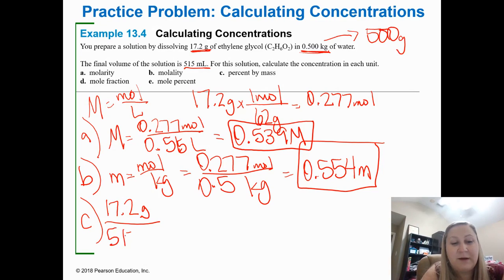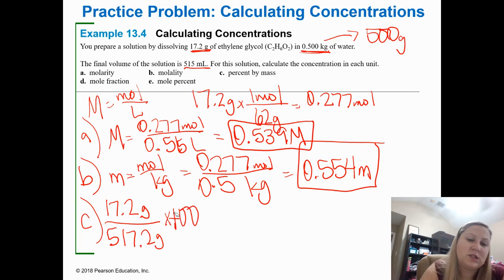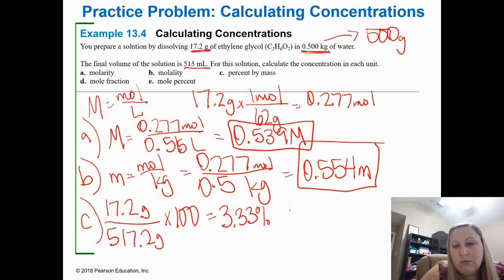And on the bottom, I'm going to need to add them together. The solution is the solute plus the solvent. And don't forget to times it by 100 because it's a percent. And I get 3.33%. Okay, mole fraction is very similar, but we're doing it with moles.